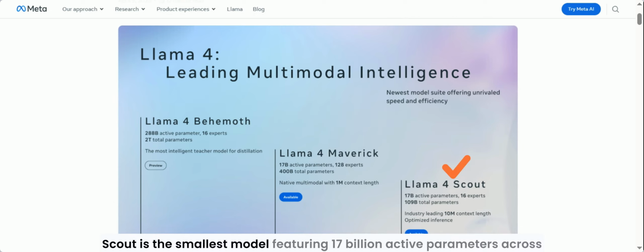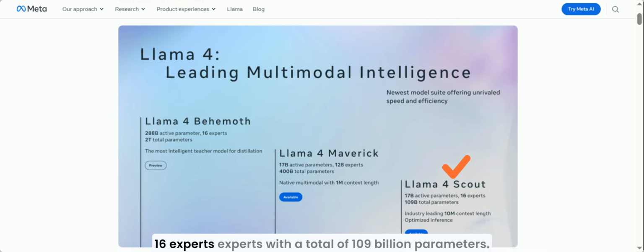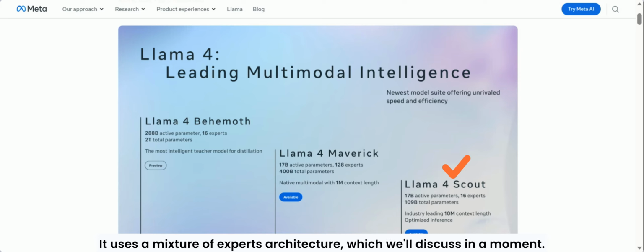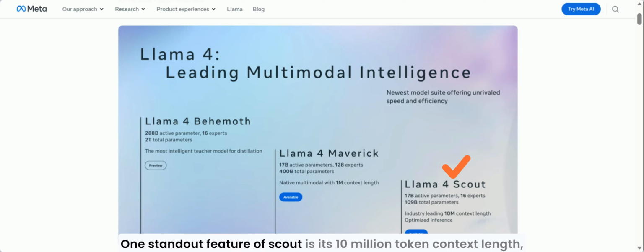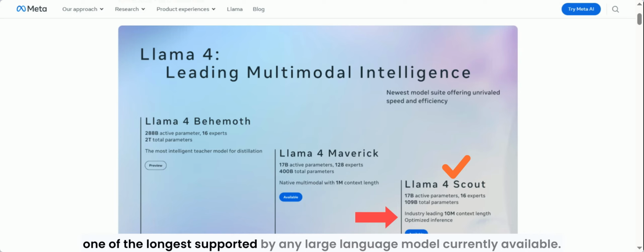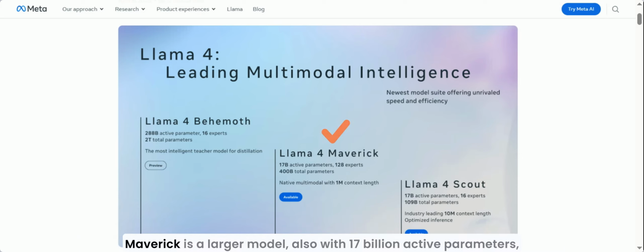Scout is the smallest model, featuring 17 billion active parameters across 16 experts, with a total of 109 billion parameters. It uses a mixture of experts architecture, which we'll discuss in a moment. One standout feature of Scout is its 10 million token context length, one of the longest supported by any large language model currently available.